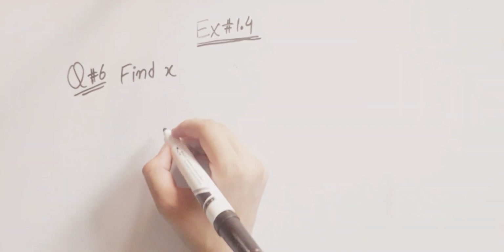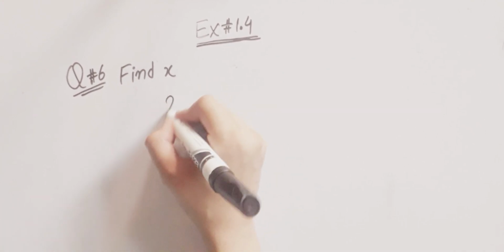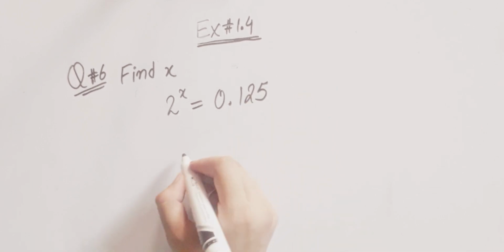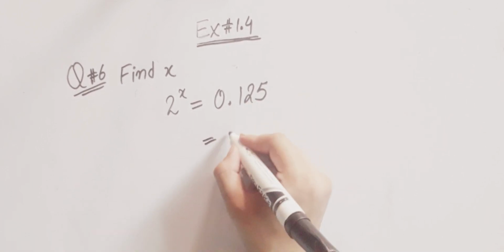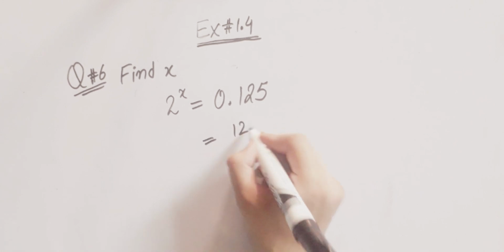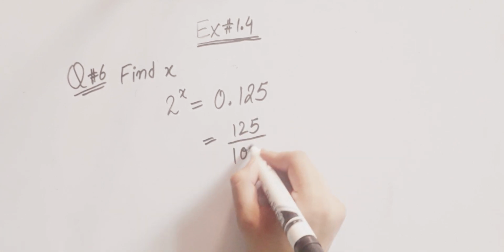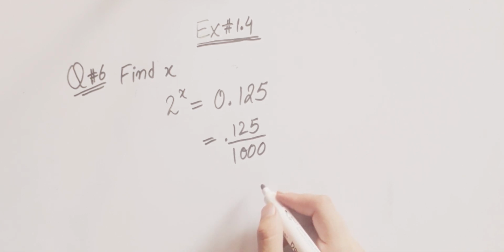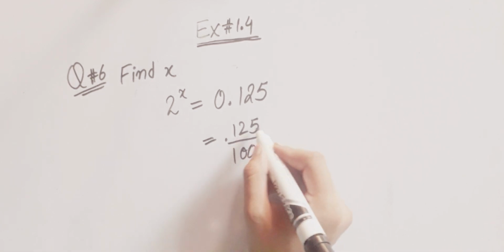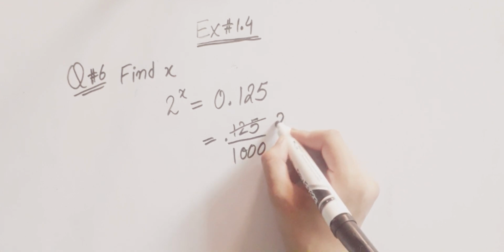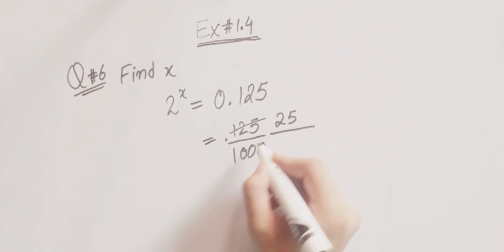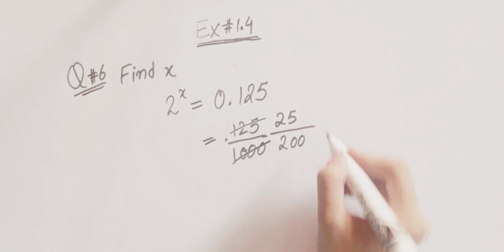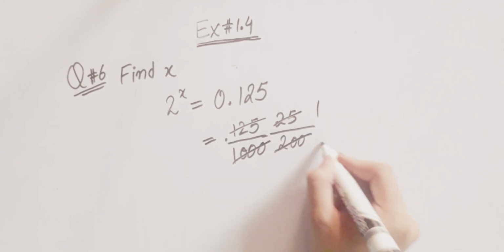Now we have the last part of the question number 6, which is 2 power x equal to 0.125. Now we can write this in the form of a fraction, 125 by 1000. Now we will solve this: divide this by 5. We have 25 by 200 by cutting this off, then 1 by 8.